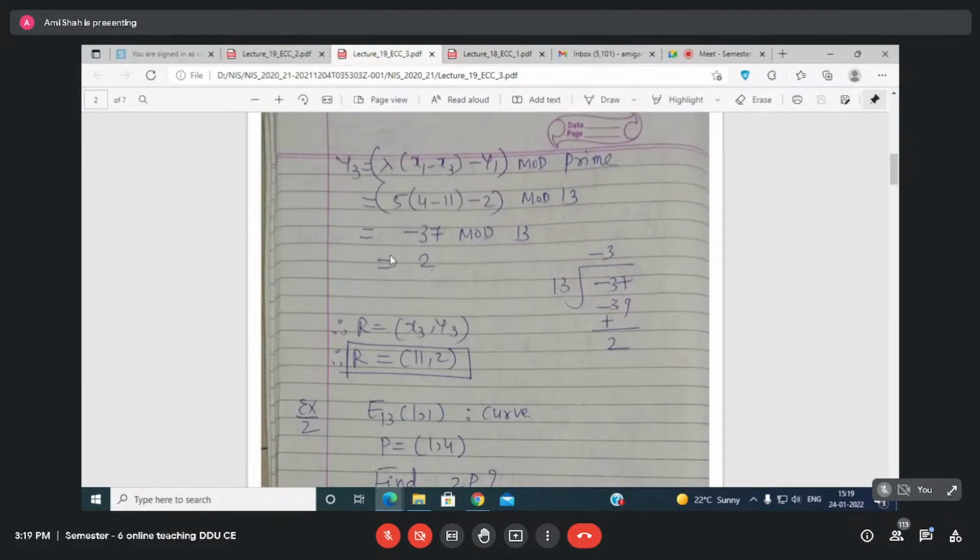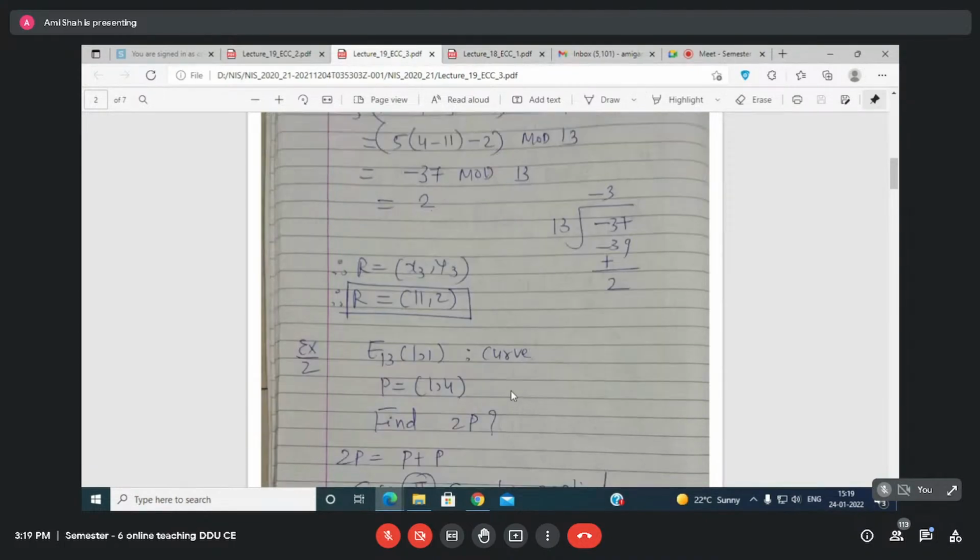Okay, now listen everyone. This type of question, here the curve is given to you where the value of A is 1, the value of B is 1, and there is a point P equals (1, 4), these are the coordinates. So this is a point on this particular curve. Now the question asks to find 2P. All of you know that instead of 2P, I can write P plus P, yes or no? And here only one point is given.